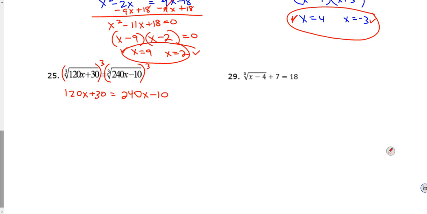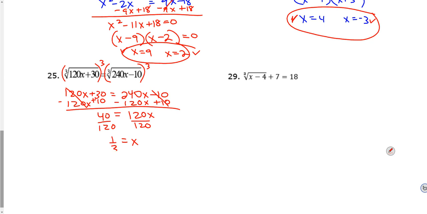We take the x's to one side, so I subtract 120x. So I took all my x's and I moved them to the right. So that's 120x. Then I'm going to go ahead and add the 10 to this side so I can separate them. So that gives me 40. And I just divide by 120. So x is 1/3.